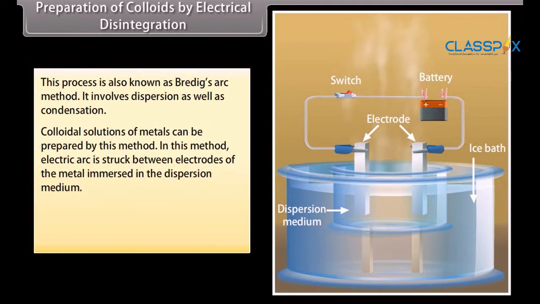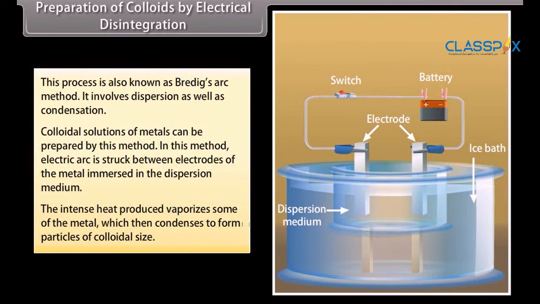In this method, an electric arc is struck between electrodes of the metal immersed in the dispersion medium. The intense heat produced vaporizes some of the metal, which then condenses to form particles of colloidal size.